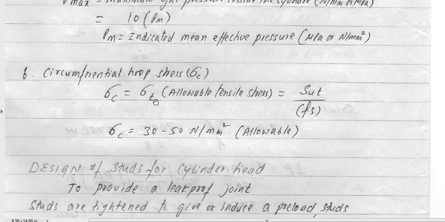Now sigma_c should be in the range of 30 to 50 Newton per mm square. That is the allowable range. If your value comes in that range, then your design is safe. If your value goes above 50 or below 30, then your design will not be the same. So based on the factor of safety, we will design the cylinder head.